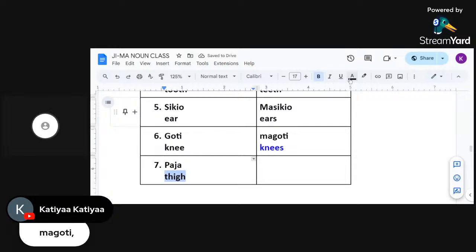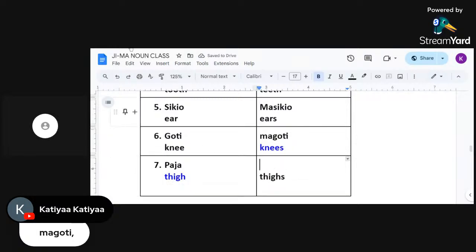Paja, thigh. If there are many, how do you say thighs in Swahili? Just write in the chat. Kali anasema magoti, vizuri sana. Beverly anasema magoti, sawa, vizuri sana. Katia anasema nimetoka Somalia, vizuri sana, hongera.